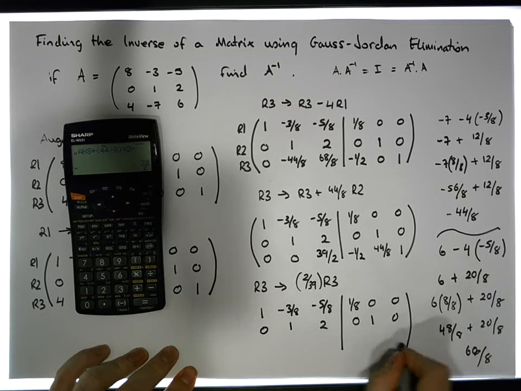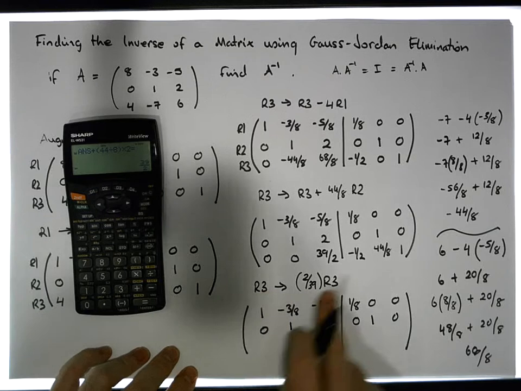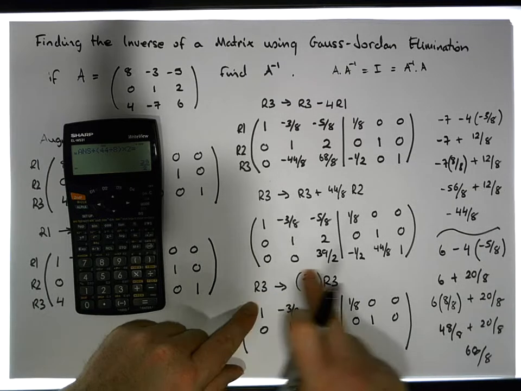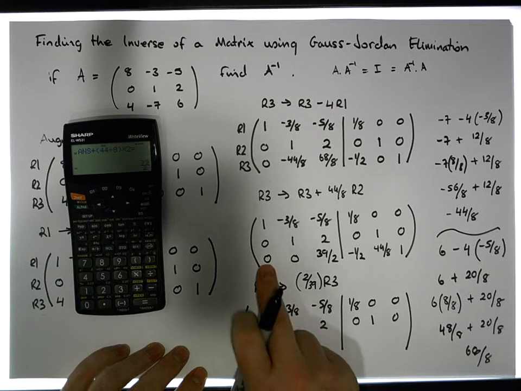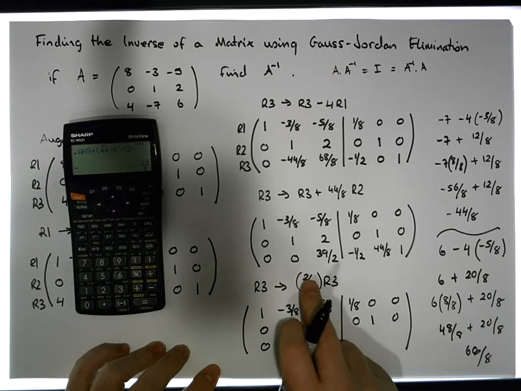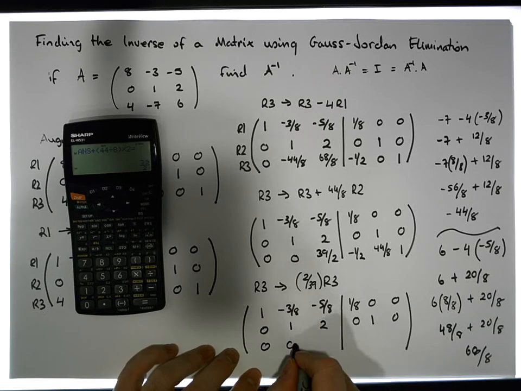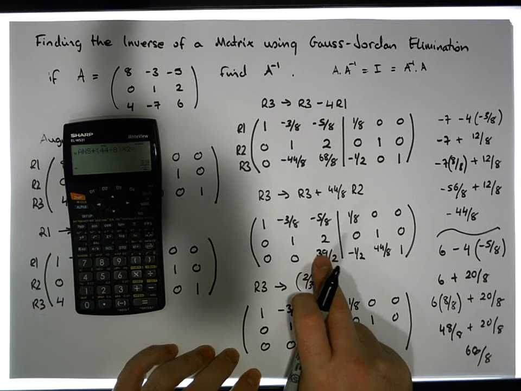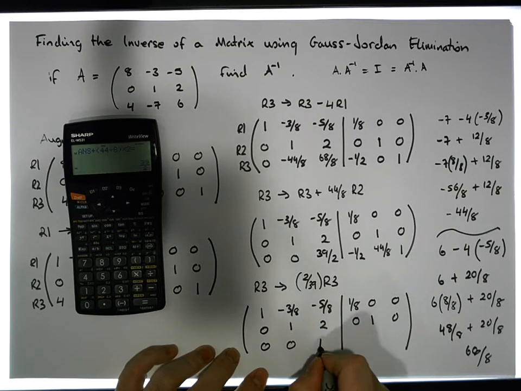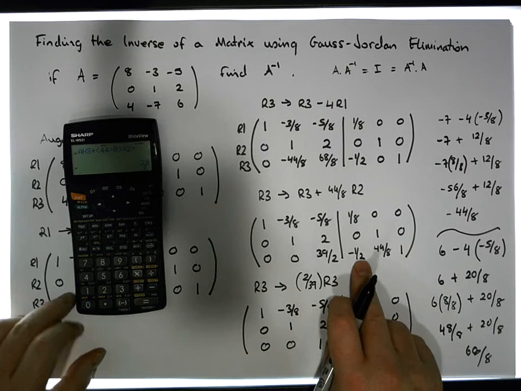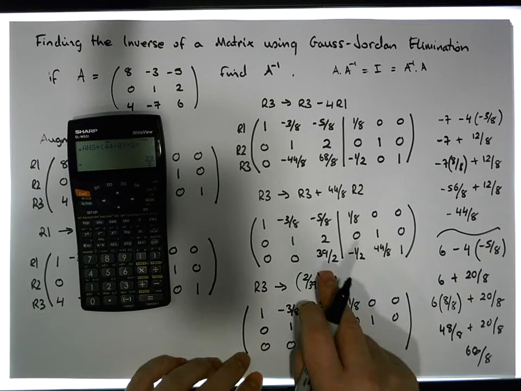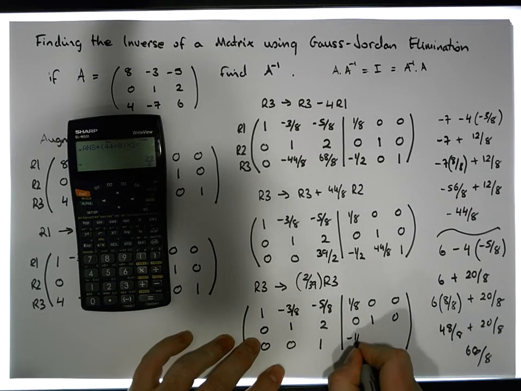And row 3 gets updated. So every value along row 3 gets multiplied by 2 39ths. So 2 39ths times 0 is 0, 2 39ths times 0 is 0, 2 39ths times 39 halves is 1. And what we're going to have here now is 2 39ths times minus a half, which is minus 1 39th.